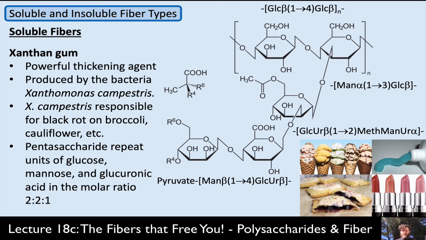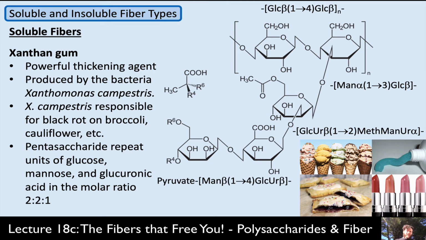Another soluble fiber is this stuff called xanthan gum. Dang, look at that structure. I'm not going to walk you through that whole structure there. There's all kinds of mannose and glucuronic acids in there. Carbohydrates are a very complicated family of molecules. But this stuff, xanthan gum, is a really powerful thickening agent that's in all kinds of foods that you eat. It's produced by, for example, the bacteria Xanthomonas campestris. X. campestris is what gives you the black rot on broccoli and cauliflower.